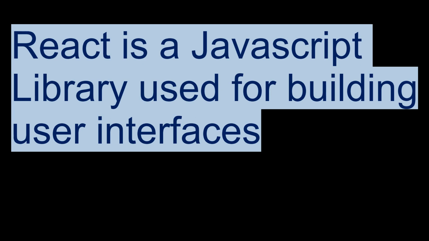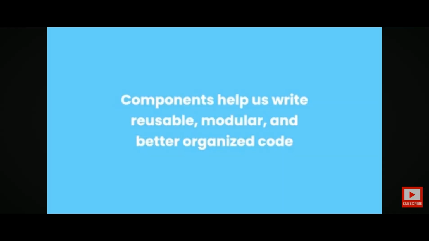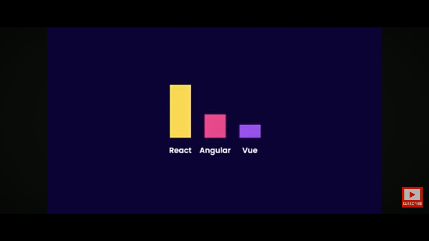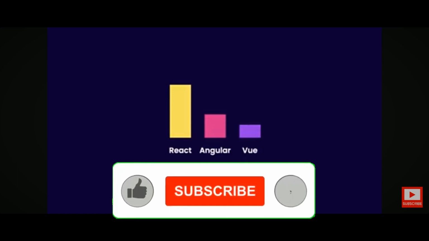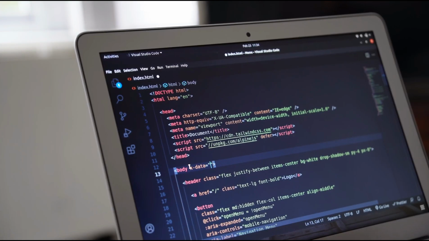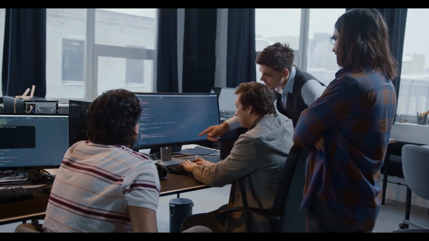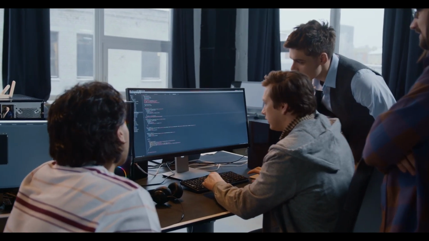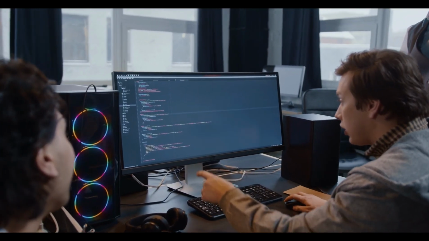In React, we use components that can easily save you time. Components help us write reusable, modular, and better organized code. React is one of the fastest growing libraries. It's even more popular these days and grows at a high speed. React is mostly used for front end. It is commonly used for building interactive web applications, which makes it so popular.